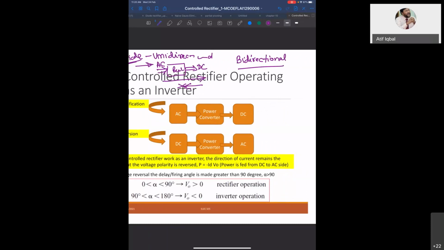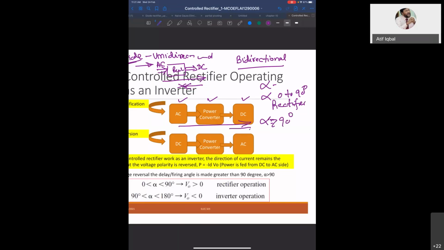The current can flow in the other side by just controlling the angle alpha. Now, if your alpha is from 0 to 90 degrees, it works as a rectifier. Rectifier means this is AC, this is your power converter, this goes to DC. So from AC to DC, the power is flowing. This is called rectification.